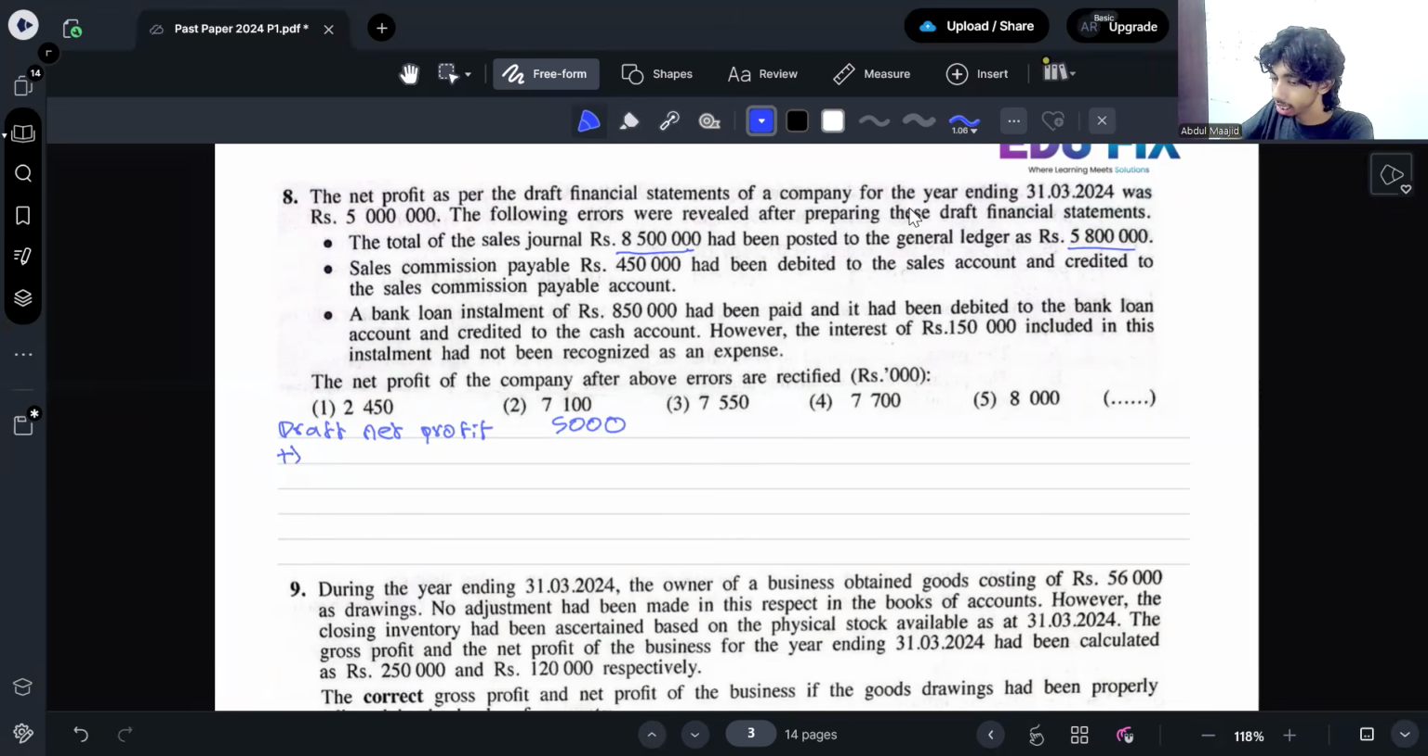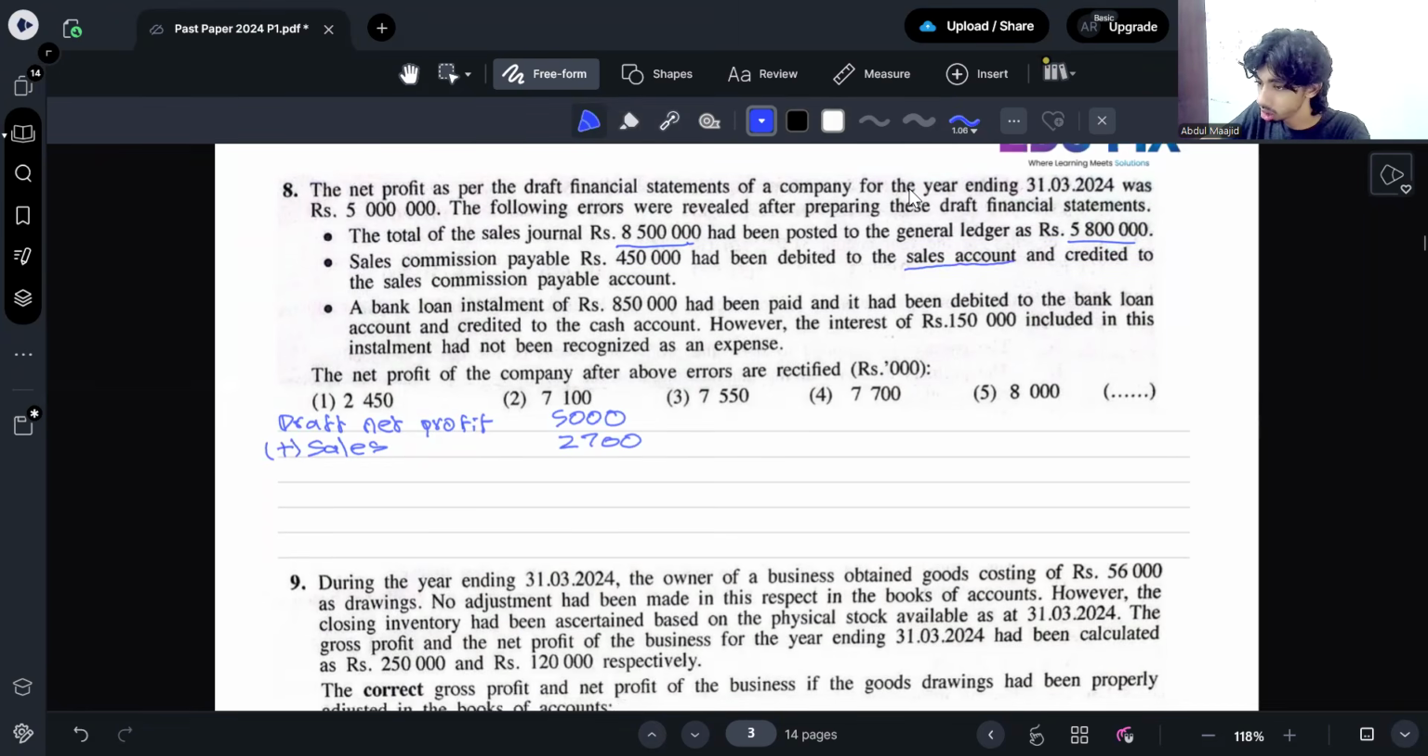So sales is an income. If that is undercast, you have to add it. Sales 2,700,000. Second one, sales commission payable rupees 450,000 has been debited to sales account and credited to sales commission payable account. What will be the double entry for sales commission payable? The double entry will be sales commission debit and sales commission payable credit. But what they have done, without debiting it to the sales commission expense account, they have debited it to the sales account. Then how do you correct this?